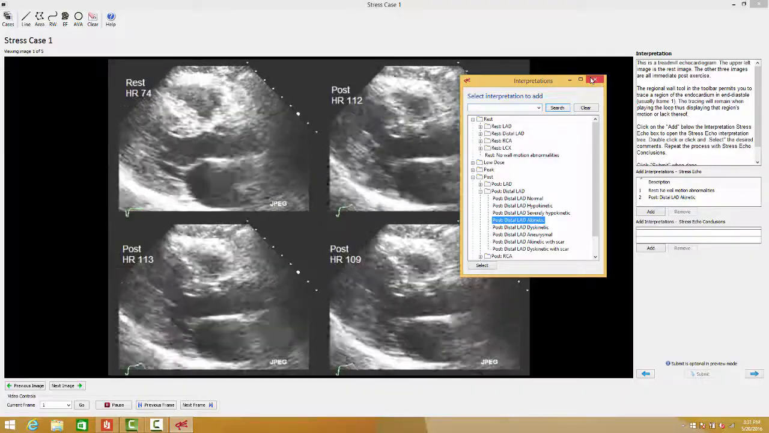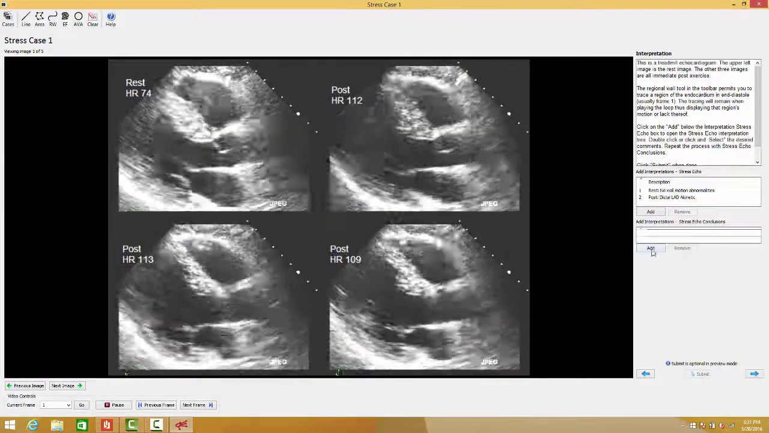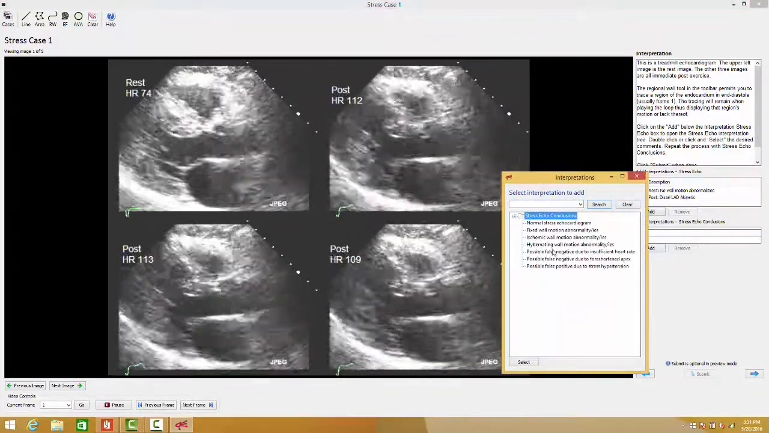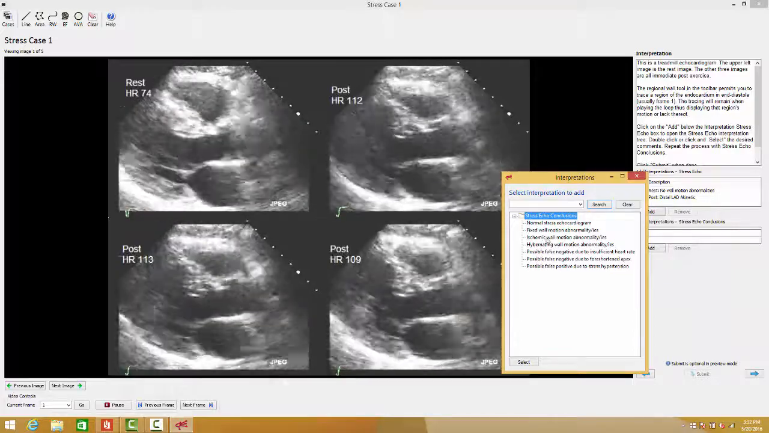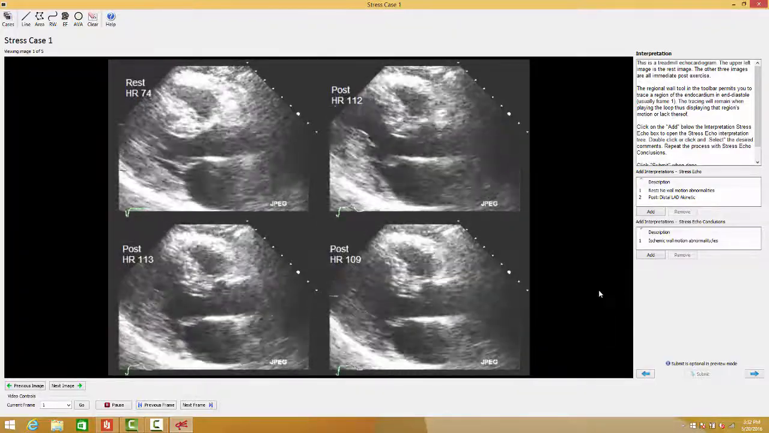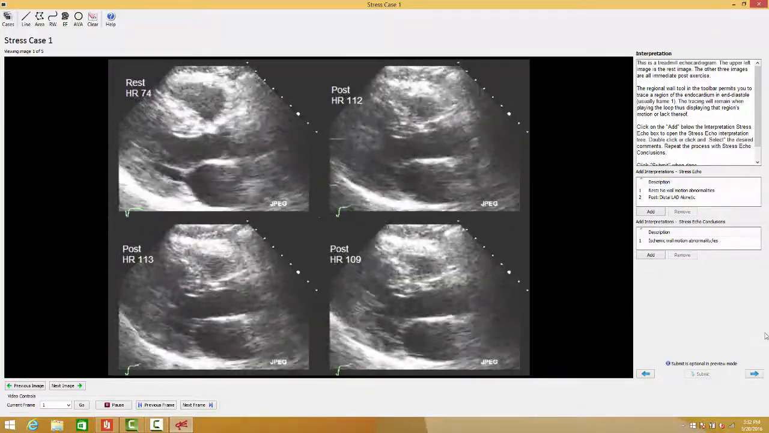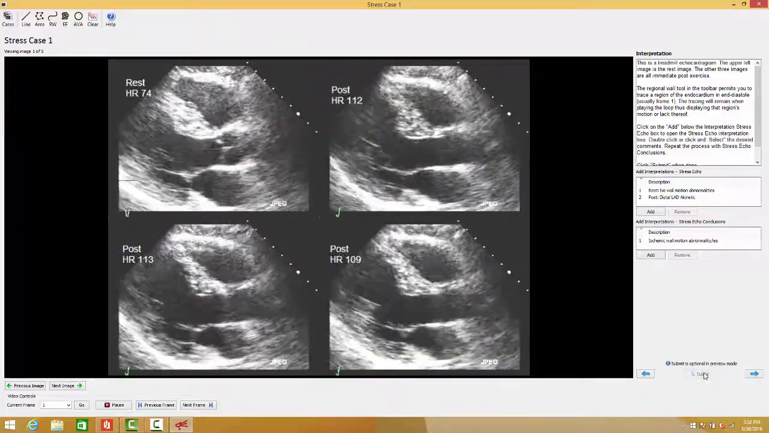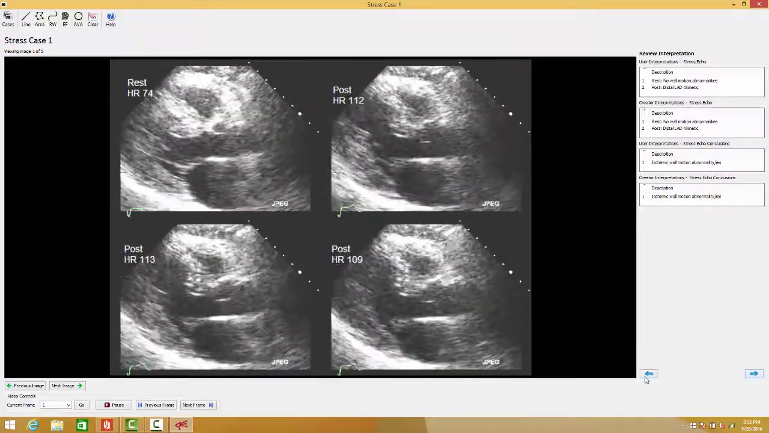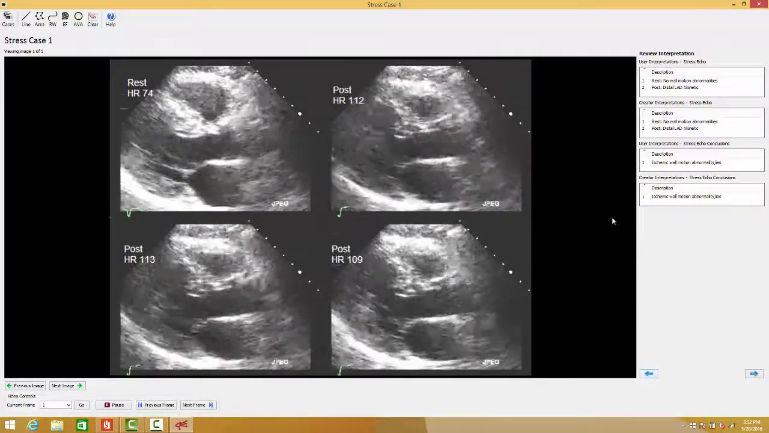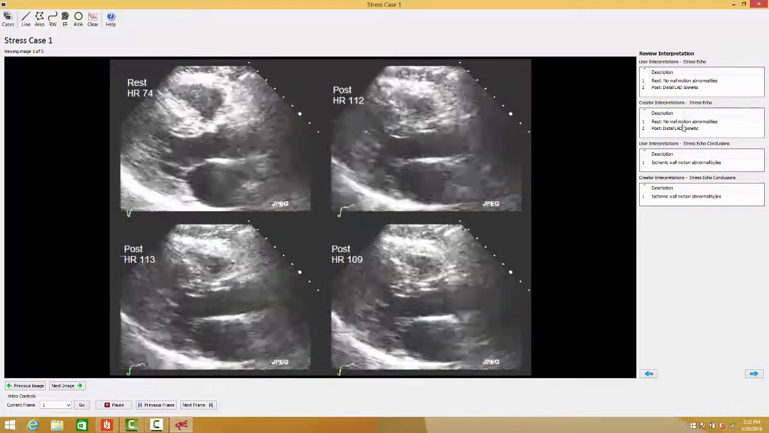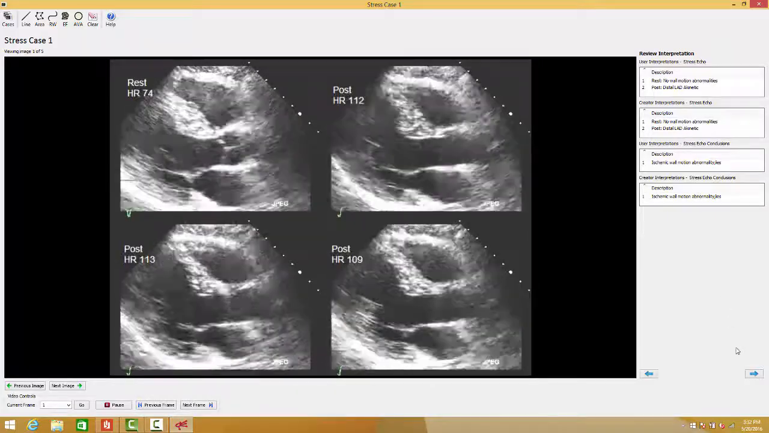Now, he asks you for one more thing, and that is a conclusion. And the conclusion is that there is ischemic wall motion abnormalities. And that completes the stress echo case. We submit that. And we see that the review has exactly the same. So my interpretation and the creator's interpretation were the same.